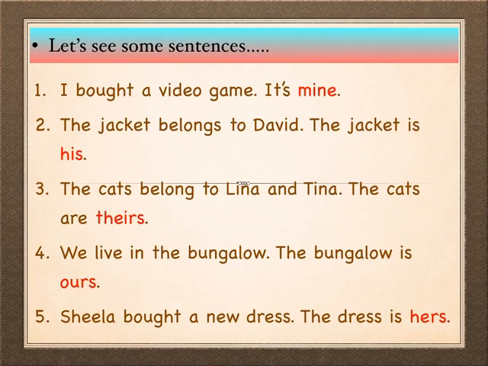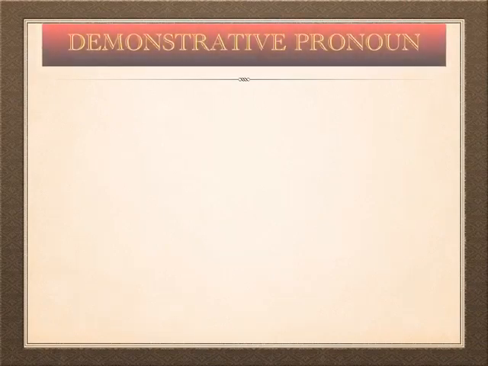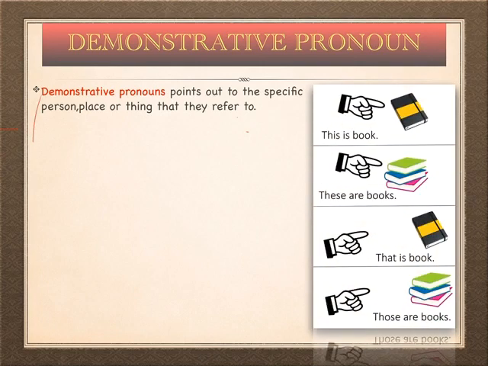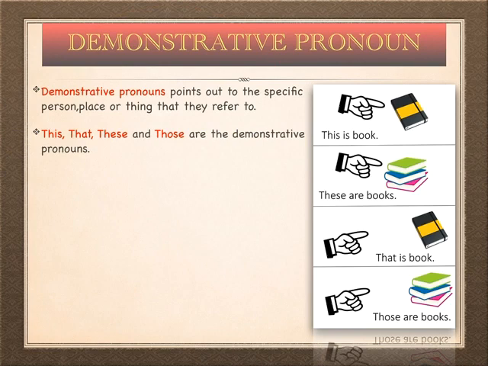Let's move on to the next type of pronoun, that is demonstrative pronoun. So what is a demonstrative pronoun? A demonstrative pronoun points out the specific person, place or thing that it refers to. So these are the pronouns which point out people and things. Let's see some of the demonstrative pronouns, and those are this, that, these and those.